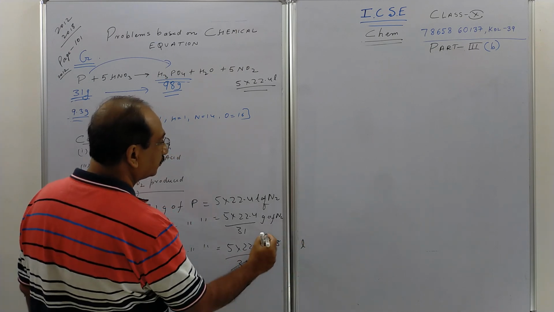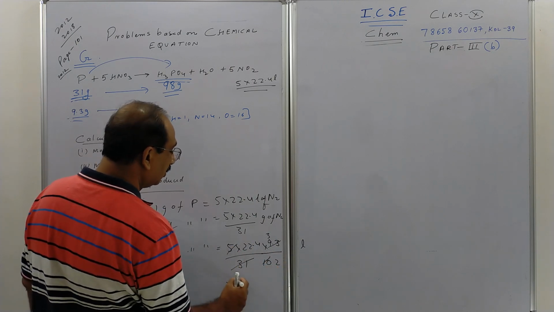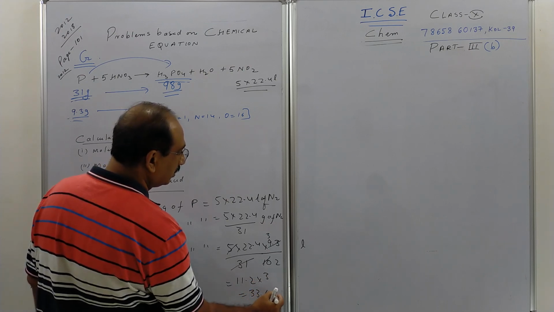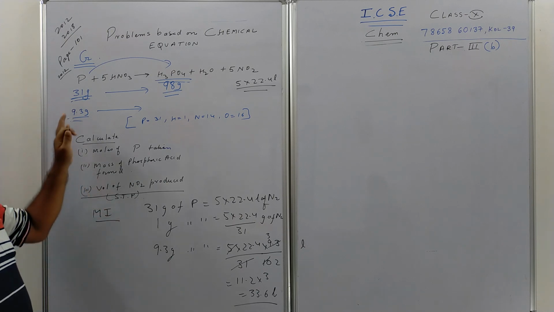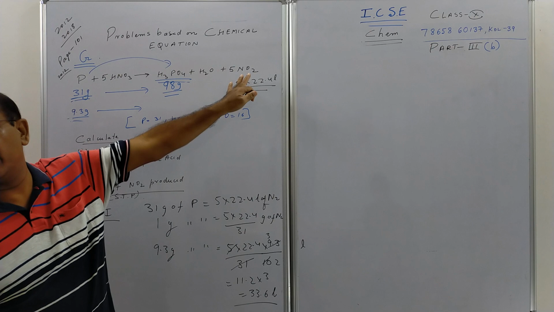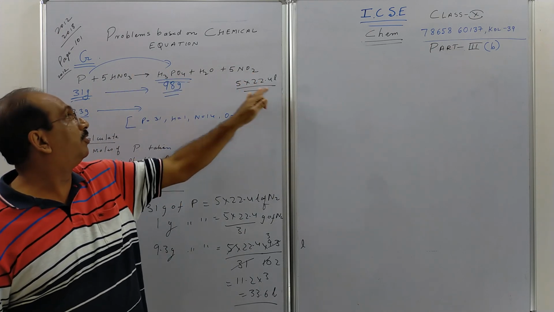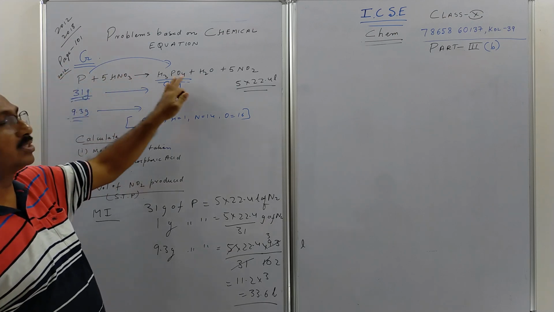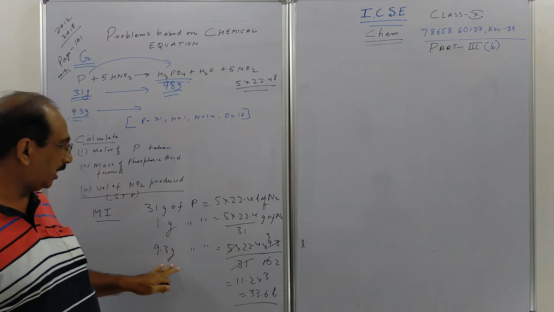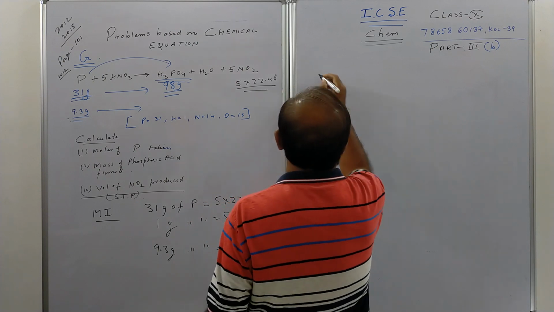So this goes 3 times, but 10 comes down. 2s are. So 11.2 into 3, 33.6 liter. Traditional method. 31 gives this 5. So volume is there. We don't take mass of NO2. Remember, this is mass-volume relationship. First one was, I think, mass-mass relationship. So here 1 gram will give you less. Unitary method.